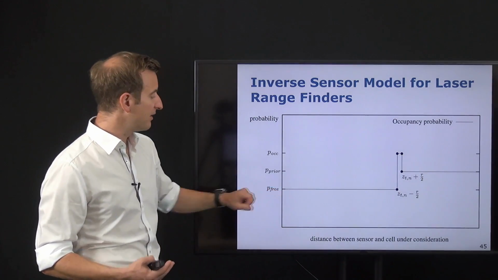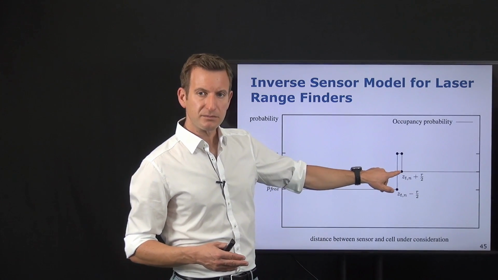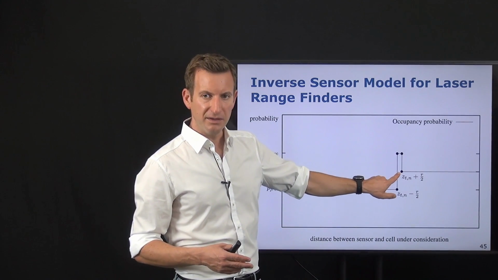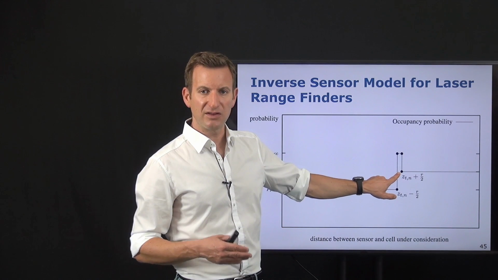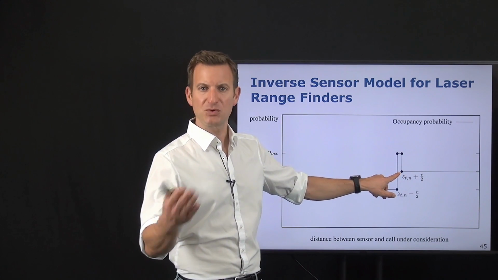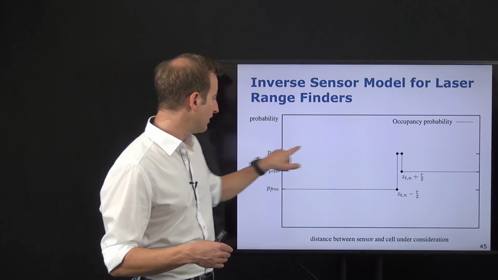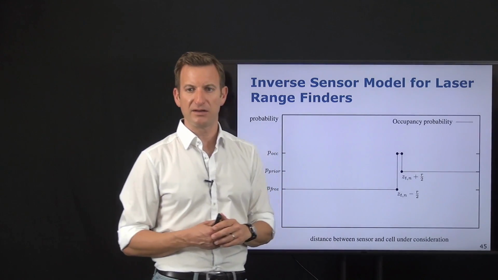And this is something that I'm exploiting in here. Then at that cell where the beam ends, the probability that it is occupied is larger because there's an object or something which reflected that laser beam. So the occupancy probability will be increased. So it's more likely to be occupied than it is free.